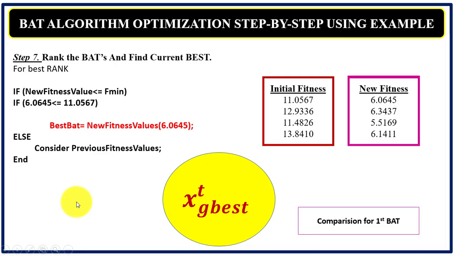Now we will rank the bats and find the current best. So how can we rank the bats and how can we find the current best? For this we will check the new fitness value and the previously computed fitness value. So we will compare the fitness values. You can see, we are doing this for the first bat.